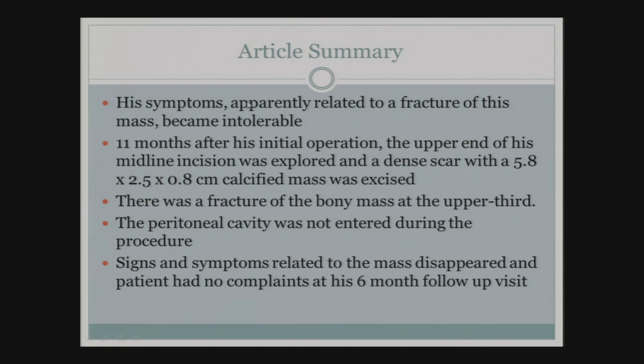And his symptoms were apparently related to the fracture of this mass and these bones rubbing together, and they became intolerable to the patient. 11 months after his initial operation, the upper end of his midline incision was explored, and a dense scar with a 6 by 2 by 1 calcified mass was excised. They noted that there is a fracture of the bony mass at the upper portion of this ossification. The peritoneal cavity was never entered during their procedure, and signs and symptoms related to this mass disappeared, and the patient had no complaints at his 6-month postoperative visit.